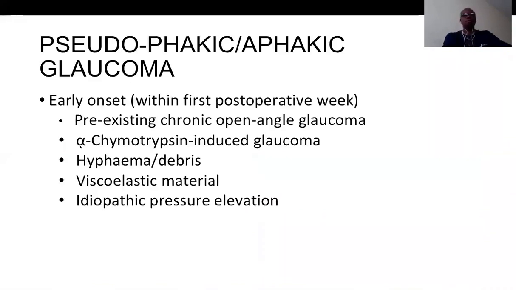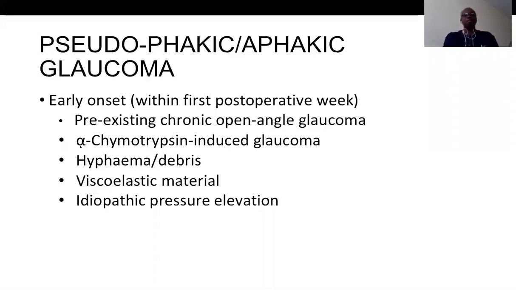Now going to the other group of secondary glaucomas. These pseudophakic or aphakic glaucomas usually occur after cataract surgery has been done, and they can be subclassified according to the time frame in which they present. The first subcategory is those occurring within the first post-operative week, and they include pre-existing chronic open-angle glaucoma. That means in those kinds of patients, glaucoma was there but was not noticed until after surgery. Of course, this means the patient will be managed just like a case of glaucoma.